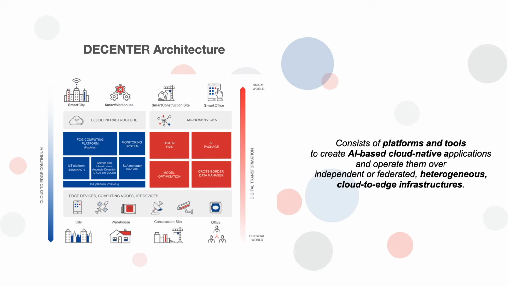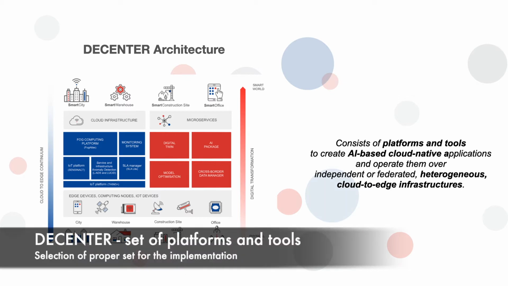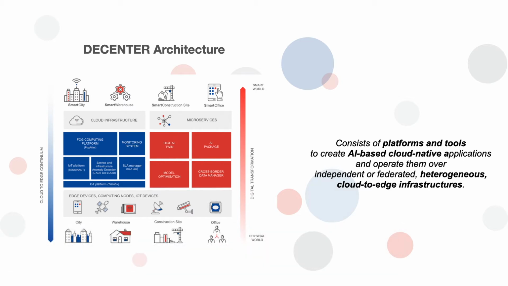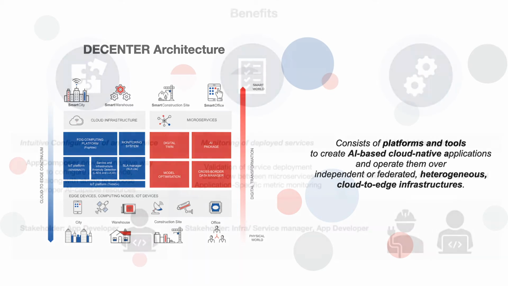This figure depicts the dCenter architecture. It consists of platforms and tools to create AI-based cloud-native applications and operate them over independent or federated, heterogeneous cloud-to-edge infrastructure. The blue boxes on the figure are platform modules while the red ones are tools. dCenter can be defined as a set of software modules that provide independent functionalities. Rather than a platform with a monolithic architecture, this architecture provides more flexibility in composing and maintaining a service.